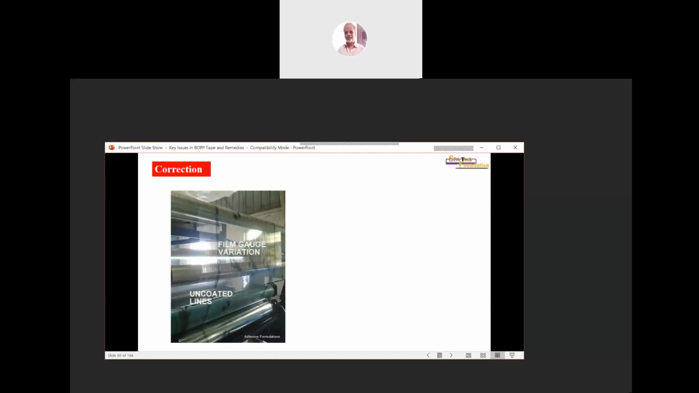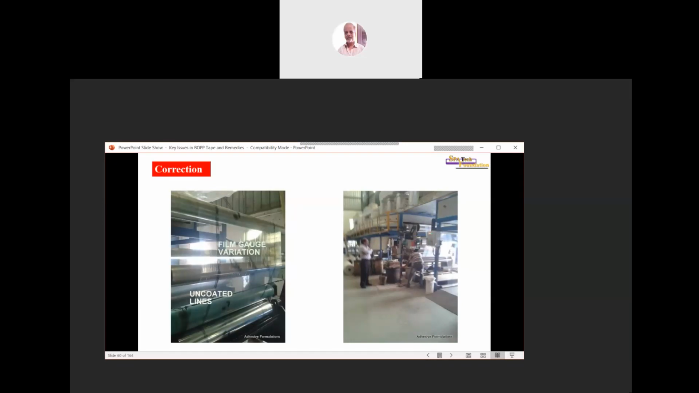Film gauge variation also is responsible for uncoated lines. The area where the film thickness is high will not get any adhesive coated and will result in uncoated patches. It is not visible to a great extent as long as the adhesive is transparent or the film is also transparent, but it is extremely visible when the adhesive is pigmented, formed with various shades like brown, green, red, etc.